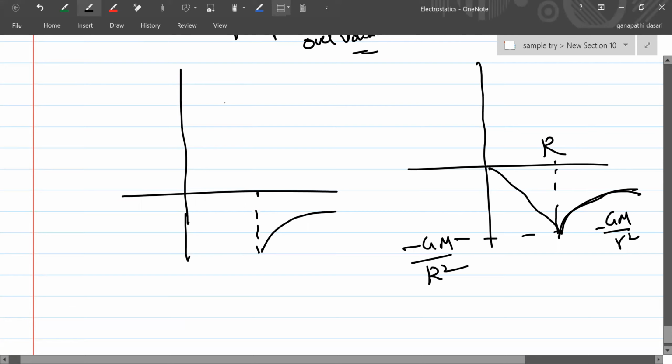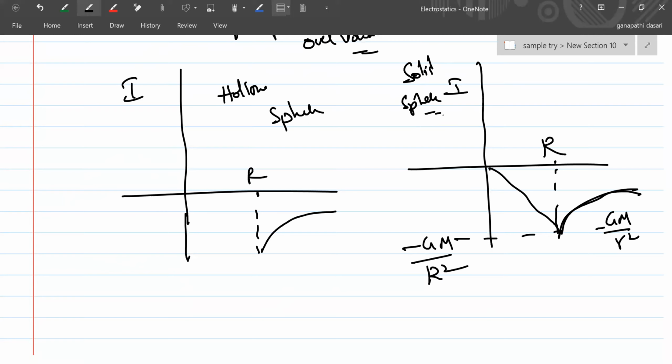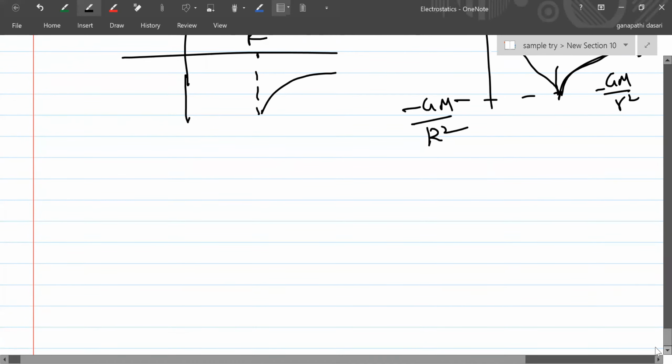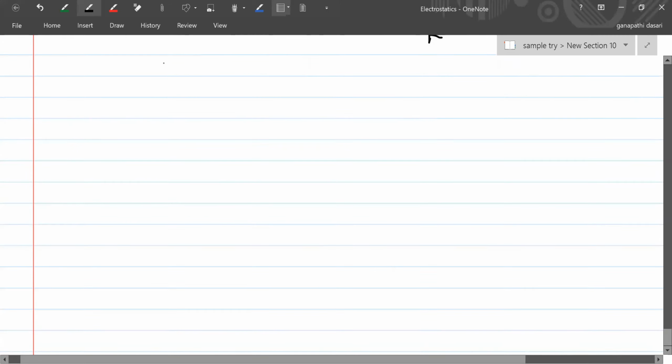Gravitational field intensity for hollow sphere, for solid sphere. Okay. Next, like that, these values are enough. Yes, sir. Mostly this is enough, and for mains also. To some extent, they might ask you for advanced ones like disk, ring, and all.